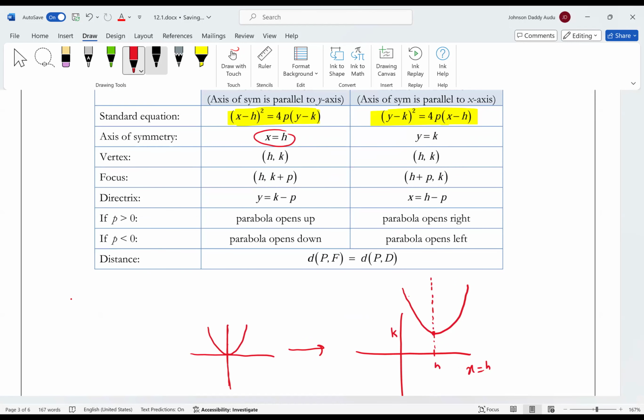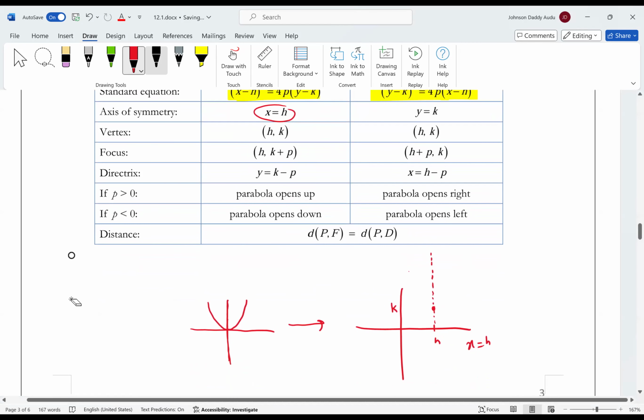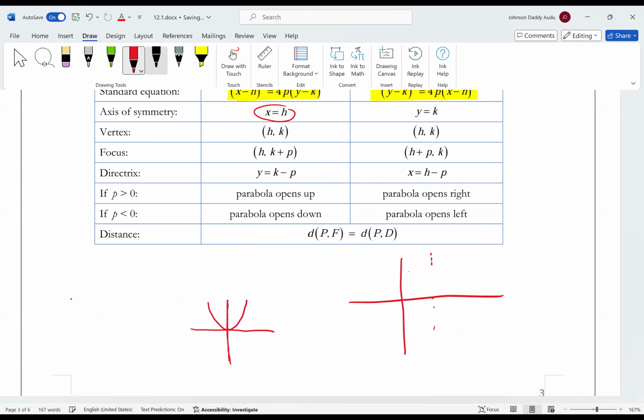And if you're dealing with a horizontal parabola, what do you mean by horizontal parabola? If you're dealing with a horizontal parabola where the vertex is h, k, let's assume the vertex is in the third quadrant. So this will be your h and this will be our k. So you're going to have a parabola that's something like this. So this is the vertex, and this is the line that will divide the parabola into two equal halves. And what is that line? It is a horizontal line, the line y equals k. So that line becomes our axis of symmetry.